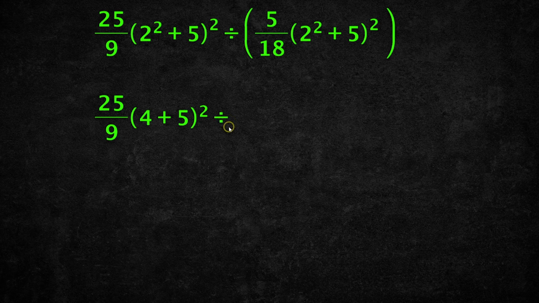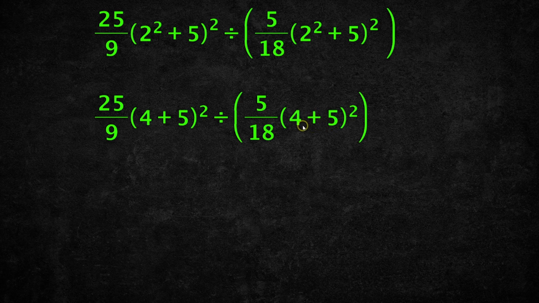Then is divided by the next big parenthesis, so it's a second bracket, inside is a parenthesis, so write the big one. It doesn't have an exponent. Copy the 5/18, and it gets multiplied with this parenthesis to the power of 2, and inside it is a 2 to the power of 2. 2 times 2 is a 4, plus the 5.